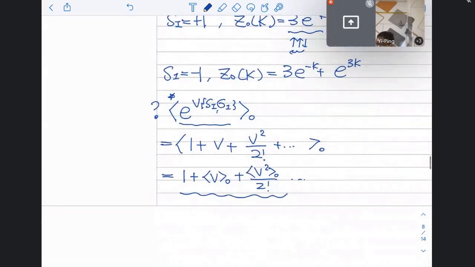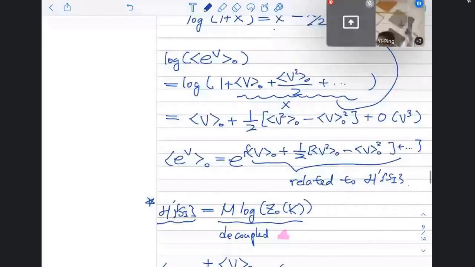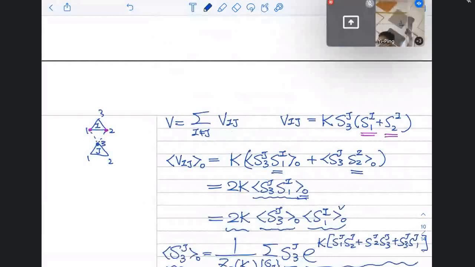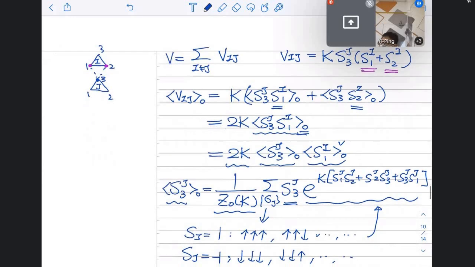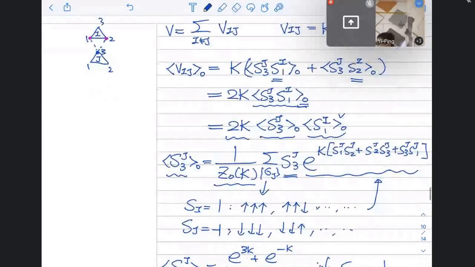So you do that cumulant expansion, and you realize that at least at the leading order, it is relatively simple to calculate. All you need to do is calculate the expectation value of this V. And why is it easy? Because all the triangles are decoupled. The expectation value factorizes. Once it factorizes, you can just calculate the expectation value for this single spin S_j3 using all the configurations constructed from this sigma I.